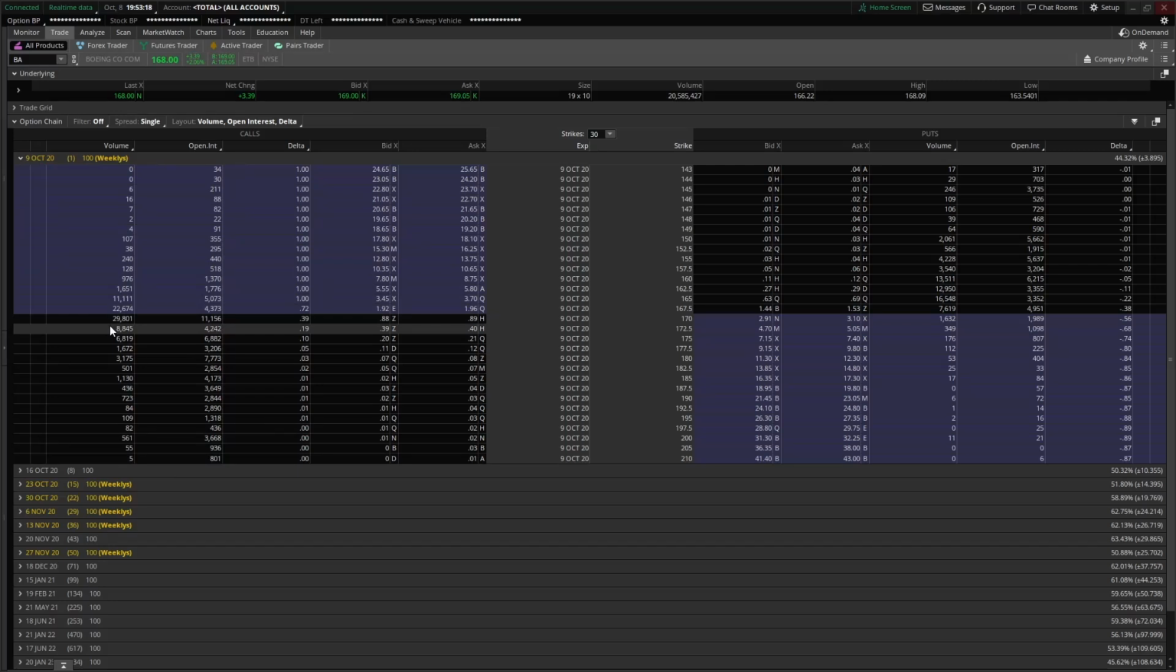Volume obviously is how many contracts were traded today and the market's closed. So this 29,000 is the most. We want to see, there's no exact answer. We just want to see contracts that have decent volume. We don't want to trade contracts that have 5 volume today. And then we want to have contracts that have open interest.